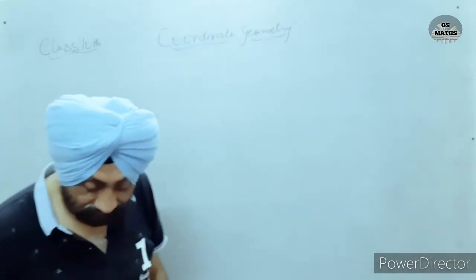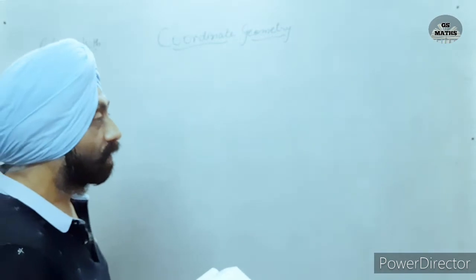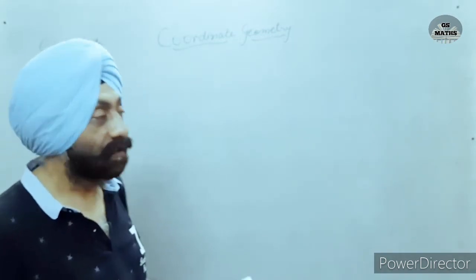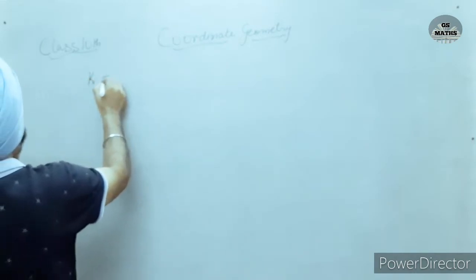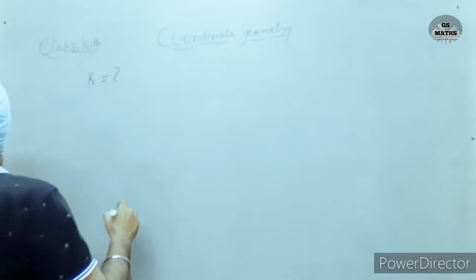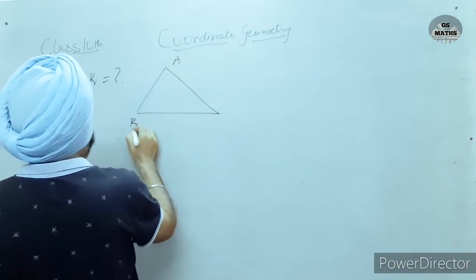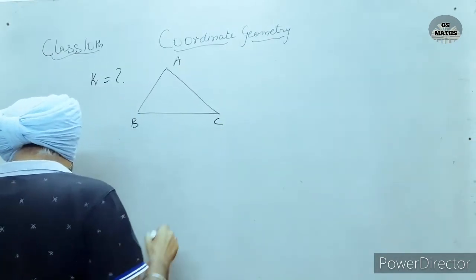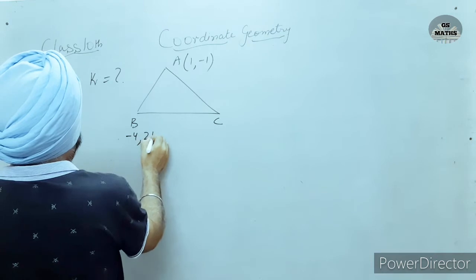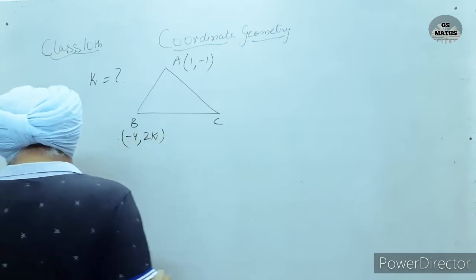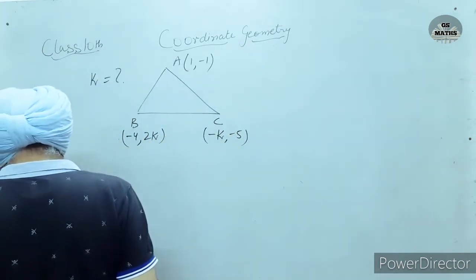Now, the next question is, find the value of k. I am writing your questions out for you so that you do not face any difficulty while solving the problems. Find the values of k. I need the value of k so that the area of the triangle with vertices 1, minus 1, then minus 4, 2k, then minus k, minus 5 is 24 square units.